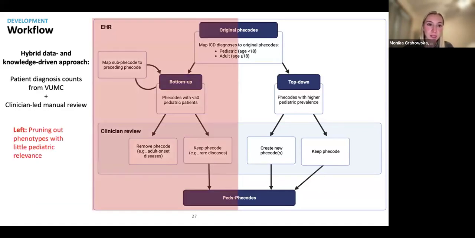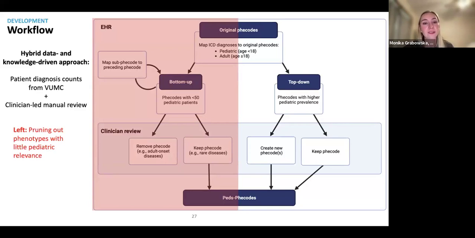So here on the left, we have this process of removing the phenotypes that have little relevance to the pediatric population. So again, we had mapped the ICD diagnoses in the pediatric and adult age windows to the original phe codes. And now we flagged specifically those phe codes with less than 50 pediatric patients as low pediatric count phe codes that might represent phe codes for removal.